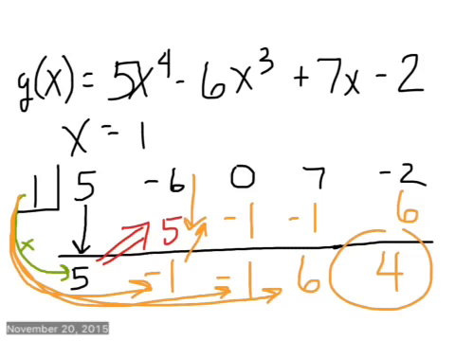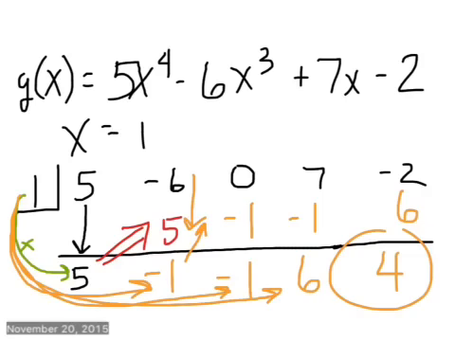Now, your book calls this synthetic substitution. In most mathematical circles, this is also known as the remainder theorem. A theorem is something that can be proven. You guys should have known that from geometry last year. This has been proven over time that if you are plugging in the number 1 into your problem, the remainder, when you get done, is going to be what your answer was.